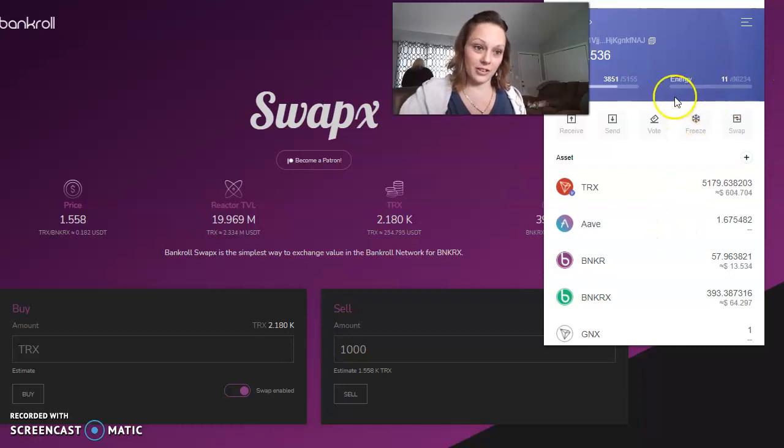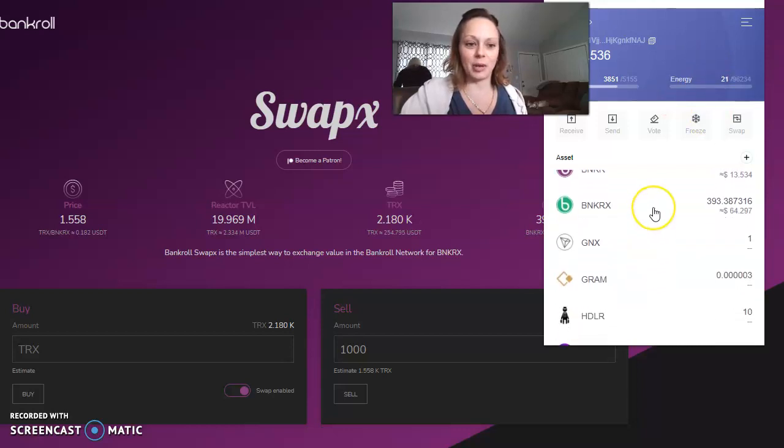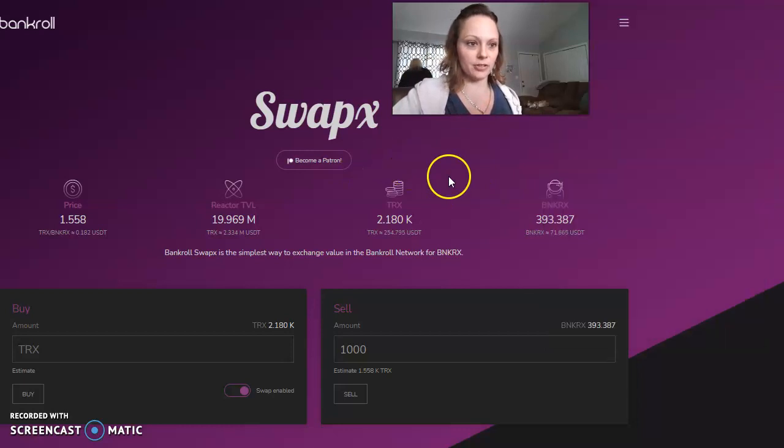Now, as you can see here, I'm down to no more Tron energy, so no more Tron transactions today. And BankerX is down to 393 BankerX tokens, and that brings the dollar amount to $64. So that's that. Easy enough, right?